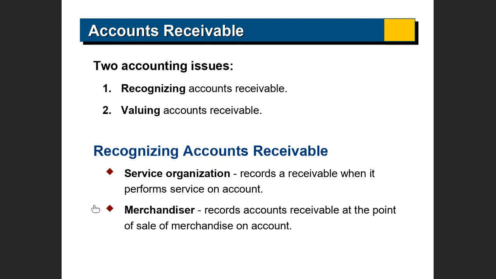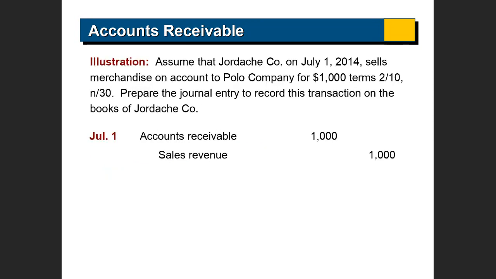Okay, merchandisers are businesses that buy goods and sell goods, right? Finished goods. They buy finished goods and they sell finished goods, right? Does it make sense? You with me? Okay. All right. You can stop me and ask me anytime.